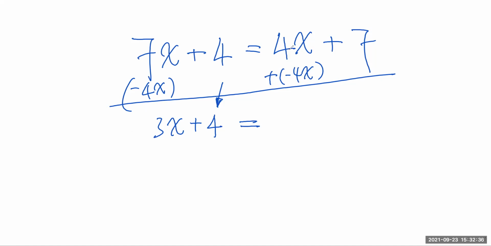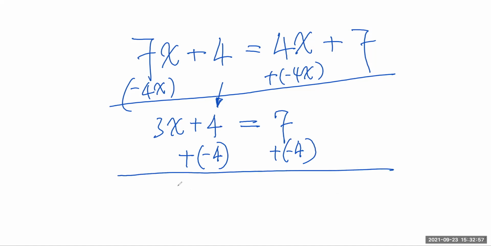The other side, 4x plus -4x, they cancel each other, so we only got 7 left. And then we just add -4 on both sides. Oh, that's what I missed. Good. Yep. And once we have that, this side is 3 times x as the variable. All the numbers we move to the right.